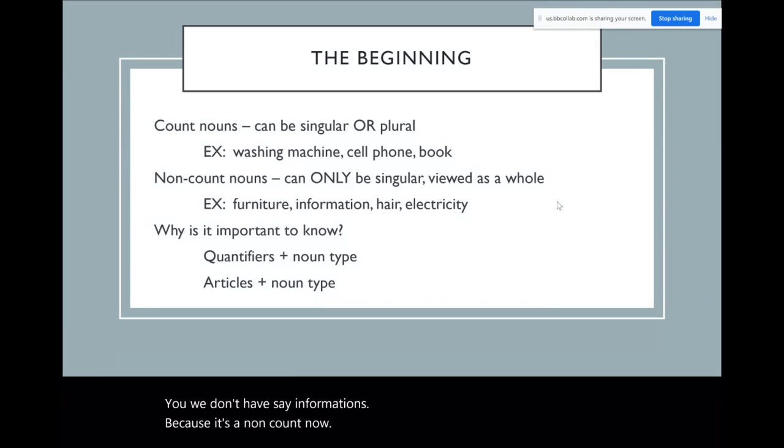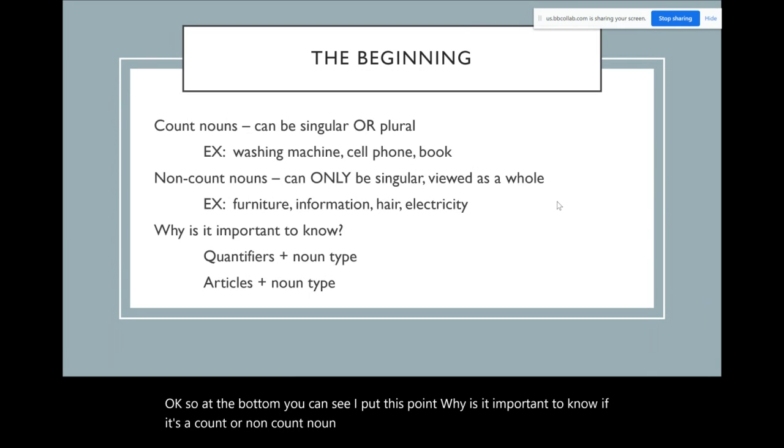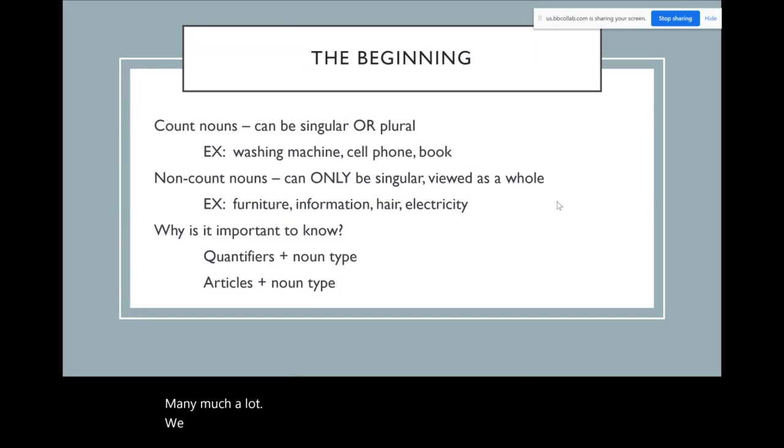Okay, so at the bottom you can see I put this point. Why is it important to know if it's a count or non-count noun? Because of how we use it in a sentence. When we use the quantifiers like some, many, much, a lot, we need to be careful about the noun type. So for example, I could say some furniture, some chairs. Or I could say a little information, a few people.